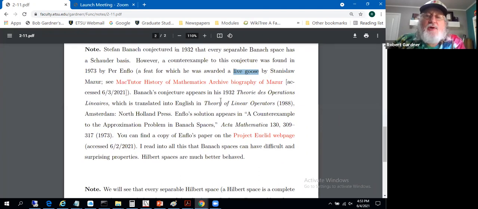Banach's conjecture appears in 1932. There's an English translation of it. Enflo's solution from 1973 appears in Acta Mathematica. Project Euclid has a copy of Enflo's paper posted out there, and there's a link to it in these online notes.